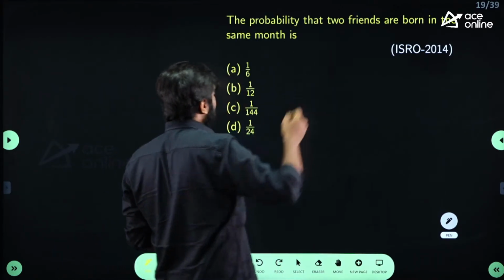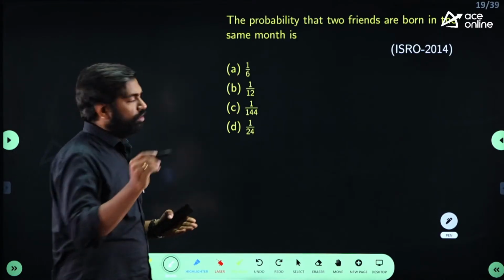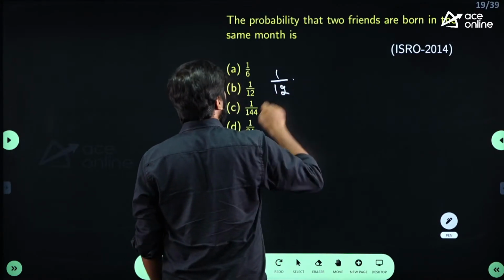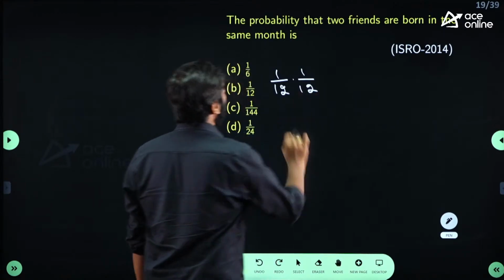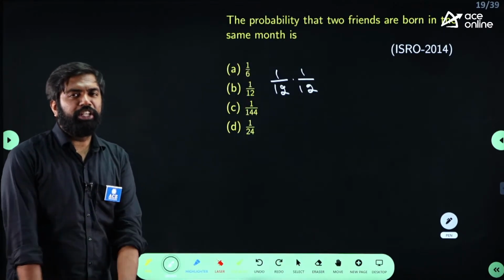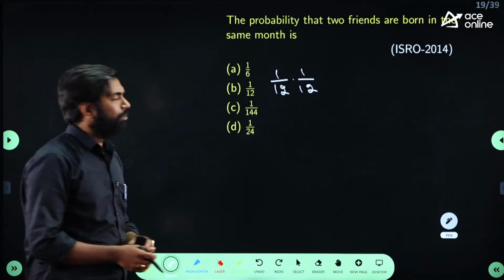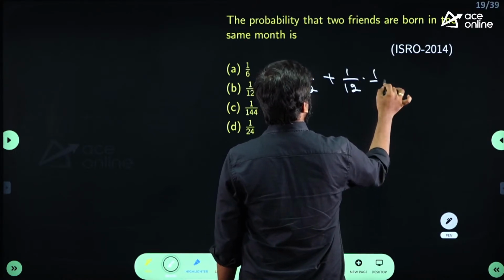Since there are 12 months, the probability of being born in January is 1 by 12. So the first friend in January is 1 by 12. At the same time, the second friend should also be in January. So this is 1 by 12 into 1 by 12. This is just for January. They can also be born in February. So it is again 1 by 12 into 1 by 12.